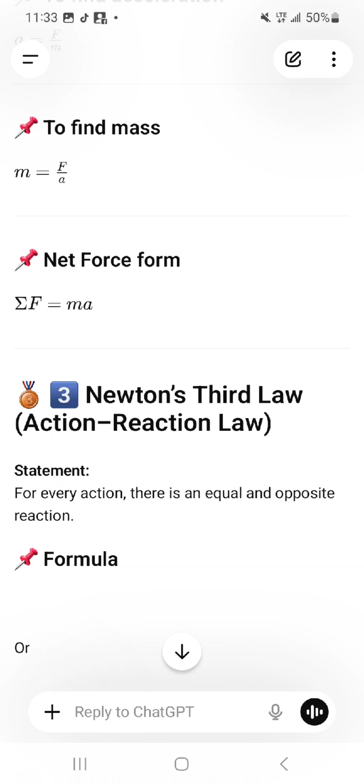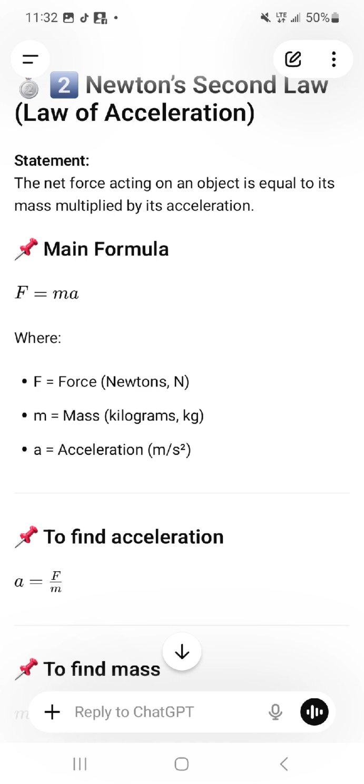Today we're going to learn about Newton's laws of motion, step by step, with clear examples. Point 1. Newton's first law.